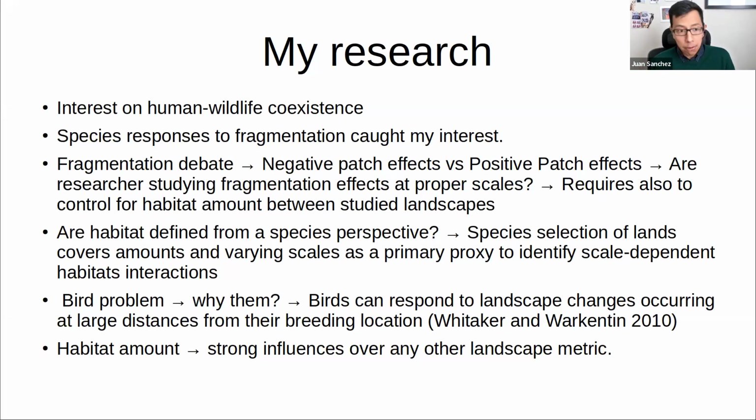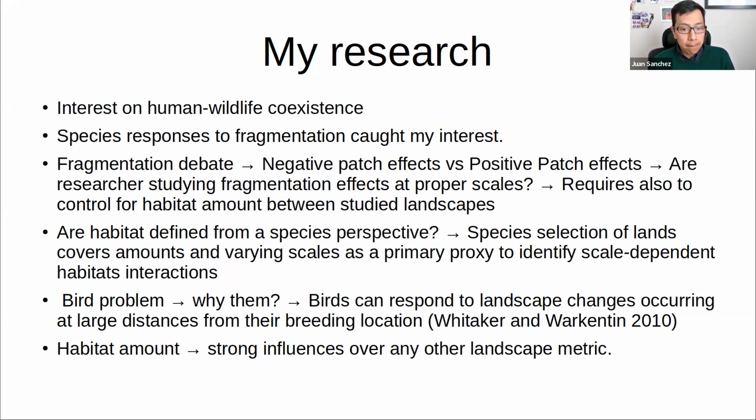When I thought about it, I questioned myself whether we were defining habitats from a species perspective, because when we define a patch or a landscape, usually a dichotomic classification is used. For example, for a forest bird, the habitat would be forest, and the rest of the land covers in a map are considered the matrix, or land covers that are not relevant for the species. So this arbitrary definition of habitat might be problematic when we are characterizing a species' relationship with its habitats.